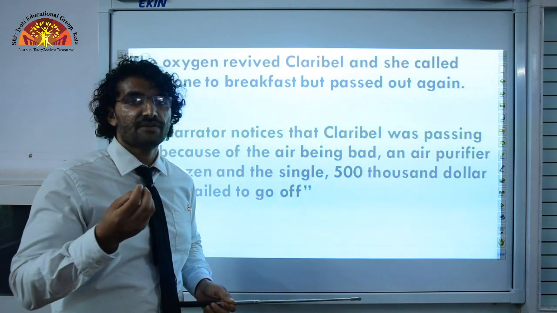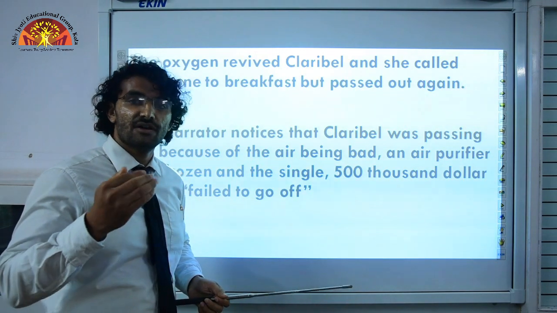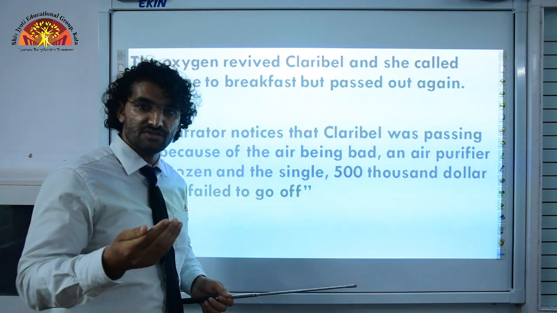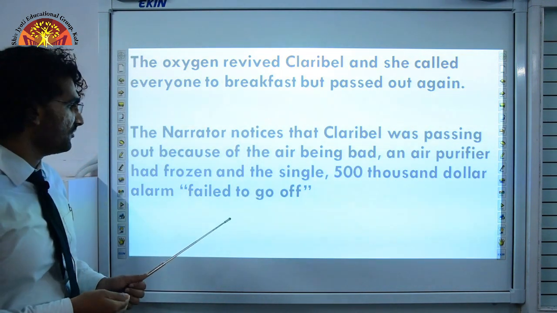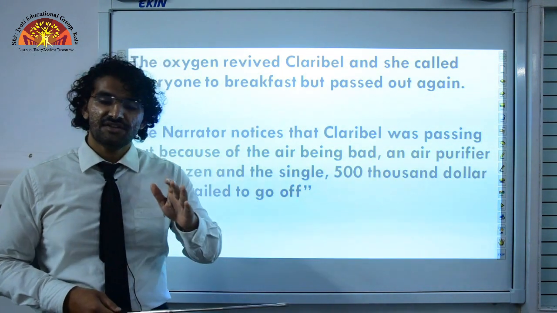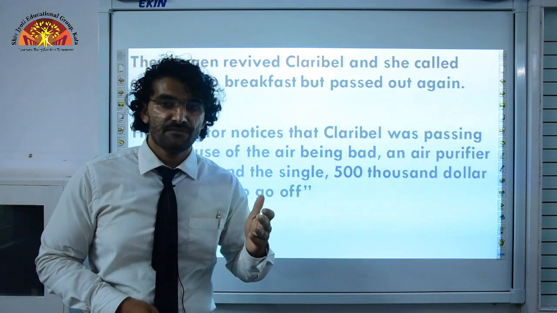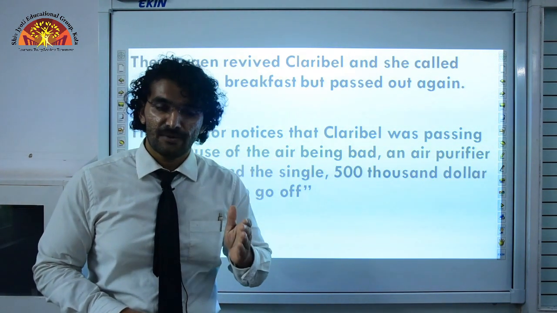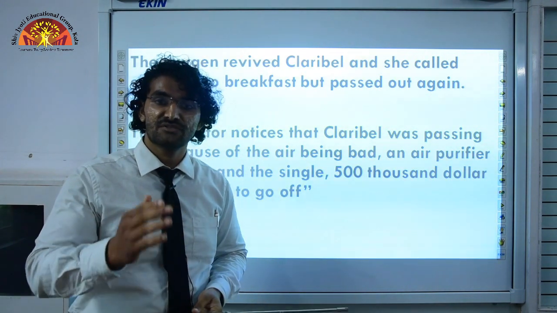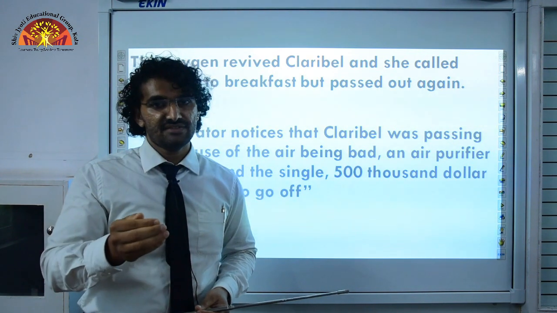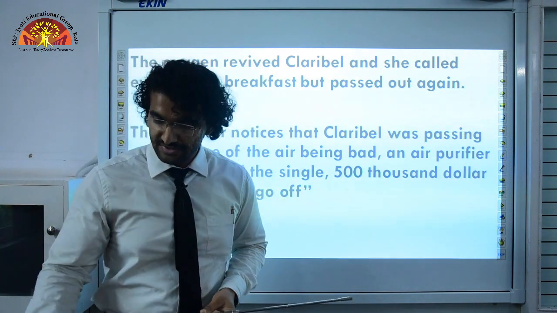It was very hard for her to breathe, and since she was unable to breathe, she passed out and became unconscious. So the $500,000 alarm failed to go off. That alarm did not work, and the air started going bad, which was harmful for all of them, and obviously harmful for Claribel also. That's why she is unconscious. But the narrator has now realized it. He has now noticed the problem. Let's see what they will do.